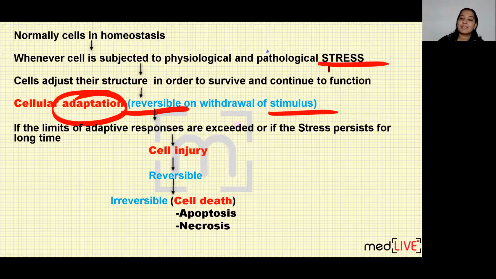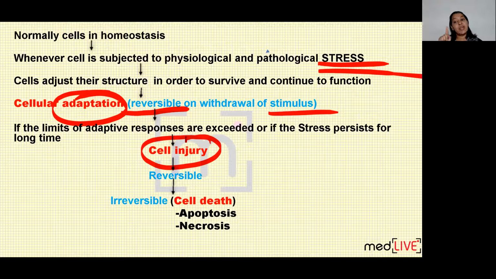Whenever a stress comes to the cell, the homeostasis stage is gone and cell will undergo adaptations, one or multiple types of adaptation, 5 types of adaptation. If the stress continues for a long time, or if the intensity of stress is too high, the second step which cell undergo is cell injury. Cell injury initially is always reversible. Whenever the stress is removed, the cell will take its normal structure and normal functions. That is reversible cell injury.